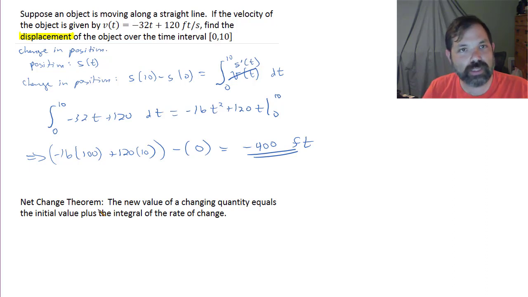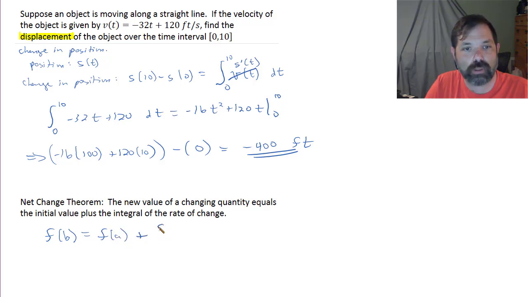Now this is an example of what's called the net change theorem. The net change theorem says a new value of a changing quantity equals the initial value plus the integral of the rate of change. The new value, f of b, the new value of a changing quantity equals the initial value, f of a, plus the integral of the rate of change.